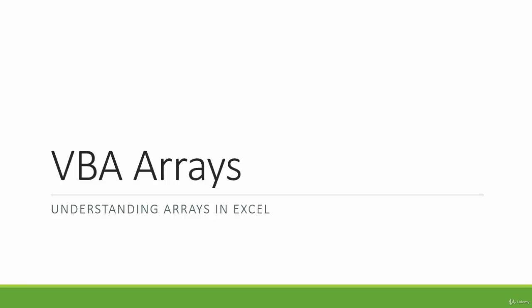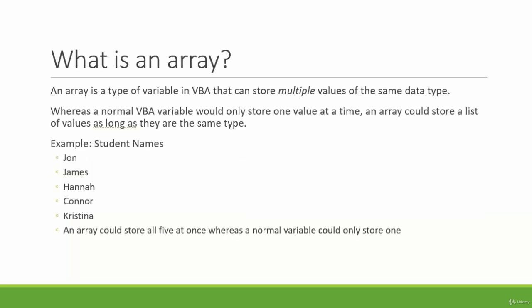In this video, we're going to be talking about arrays and how we might use them in Visual Basic. And so this begs the question, what is an array? An array is a specific type of variable in VBA that can store multiple values instead of a single value. So whereas a normal variable in VBA can only store one value at a time, your array type variable can store an entire list of values so long as they are the same data type.